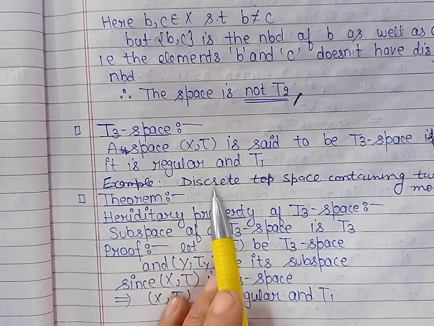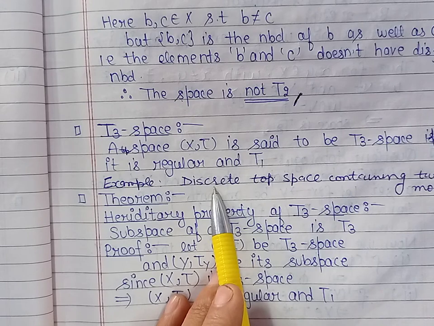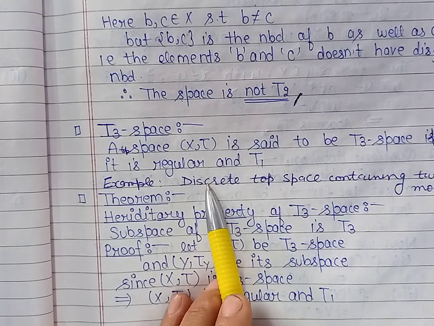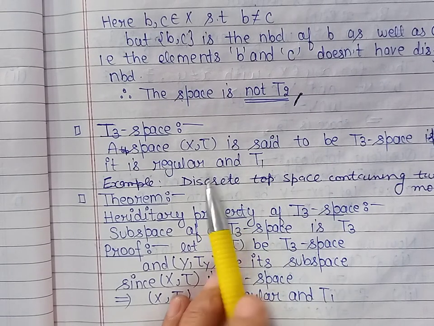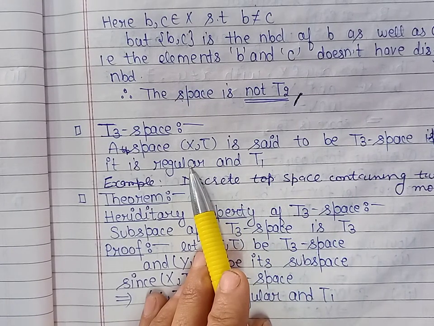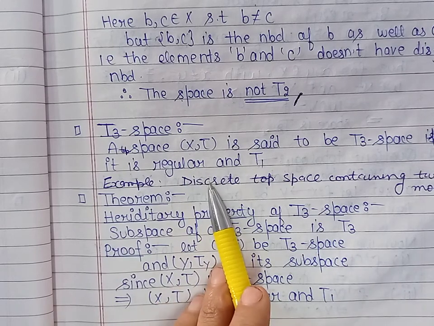For example, the discrete topological space consisting of two or more points. We already discussed the discrete topological space which contains two or more points, that is T1 as well as regular space. So by definition, the discrete topological space is a T3 space.